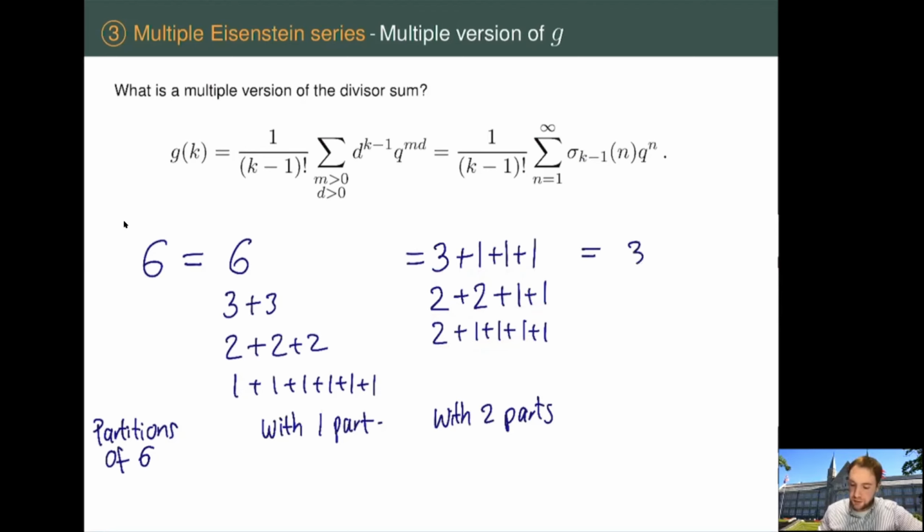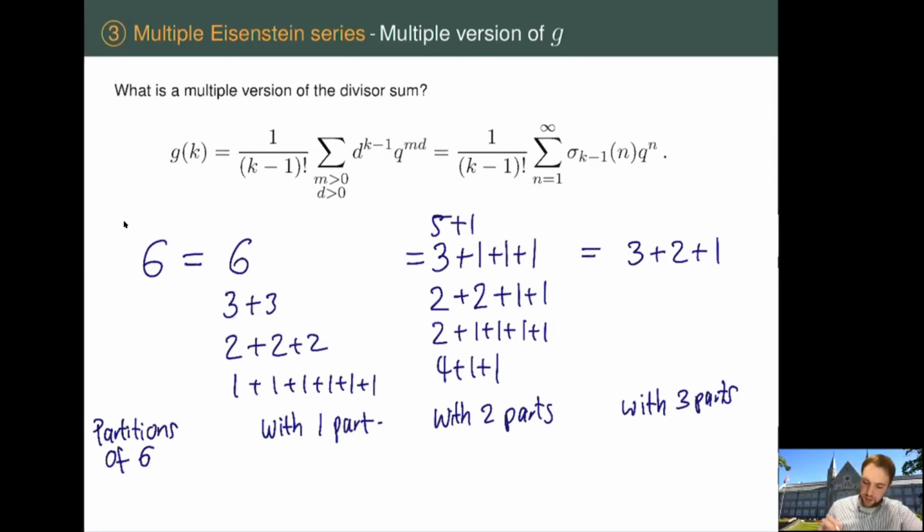6 can also be written as 3 plus 2 plus 1. So these are the partitions of 6 where I have 3 parts. What about 4 plus 1 plus 1? Yes. And 5 plus 1. Did I miss any? Okay, so we see here, these are all the partitions of 6.